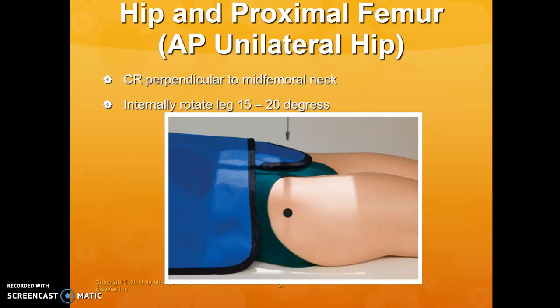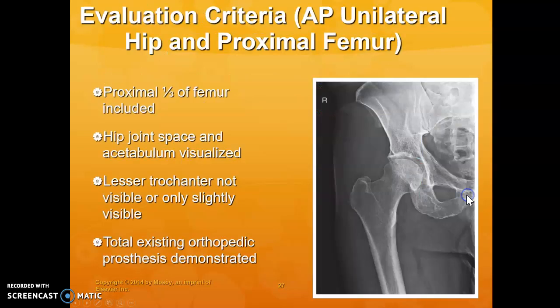So unilateral hip, AP hip, internally rotate the leg 15 to 20 degrees. You're going to use a 10 by 12 cassette. Central ray is perpendicular to mid-femoral neck. Ideally, I don't include this much of the iliac crest. I put the top of my film at ASIS and center down from there.